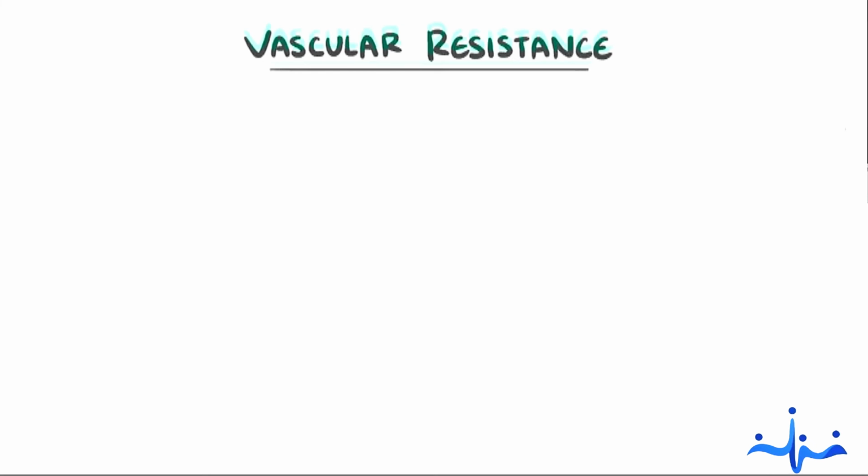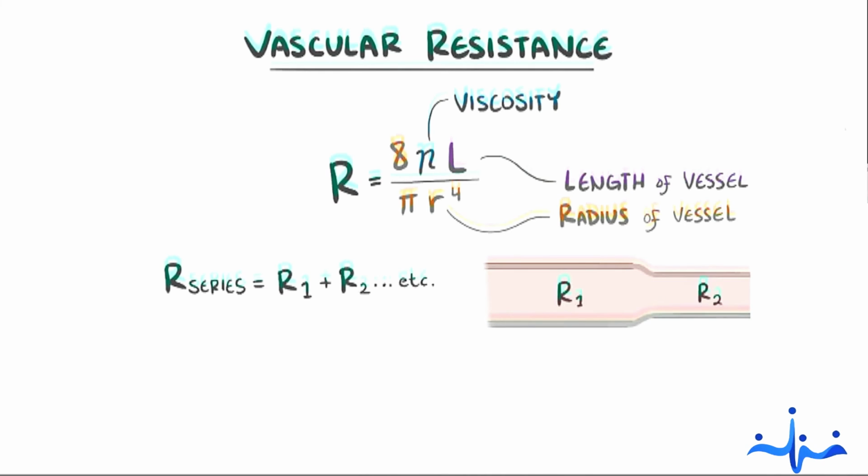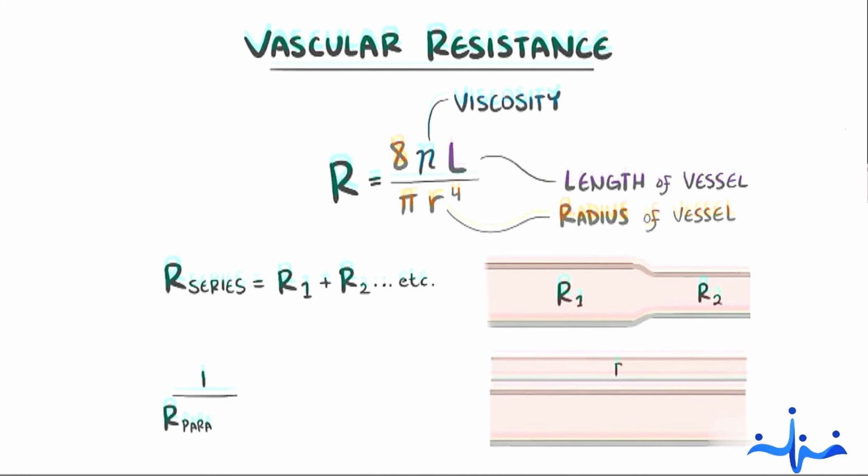Alright, as a quick recap, vascular resistance is a measure of the resistance that must be overcome to push blood through the vessels, and can be represented by the equation 8 times viscosity eta times length L divided by pi times R to the 4th. So it's directly proportional to the viscosity and the length, and inversely proportional to the radius to the 4th power. Resistance in series is equal to the sum of each resistance, and 1 over the resistance in parallel is equal to the sum of the inverse of each resistance.